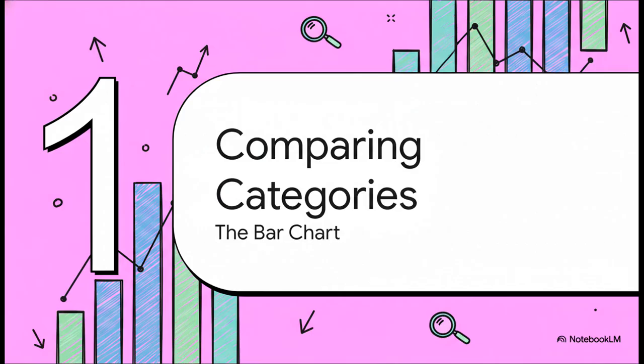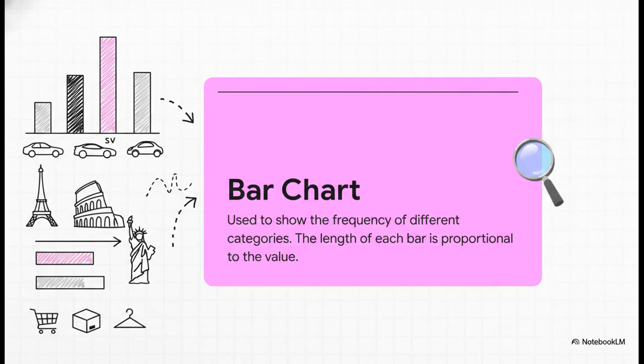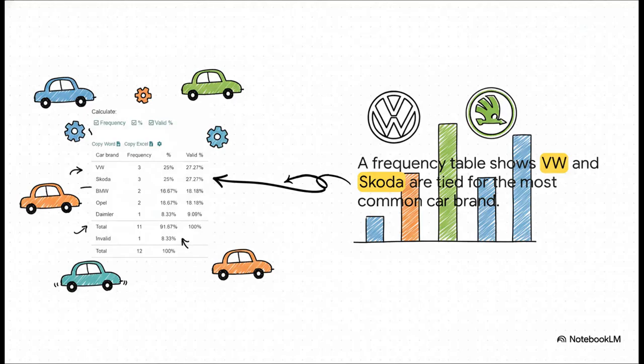So let's start with the first and probably the most common tool in our data visualization toolkit, the simple but incredibly powerful bar chart. A bar chart is your go-to when you're comparing different, separate categories. We're talking about things like car brands, different store locations, types of movies, you name it. Each category gets its own bar, and the length of that bar shows you its value. It makes it so easy to see which category is the biggest, the smallest, or how they all stack up against each other.